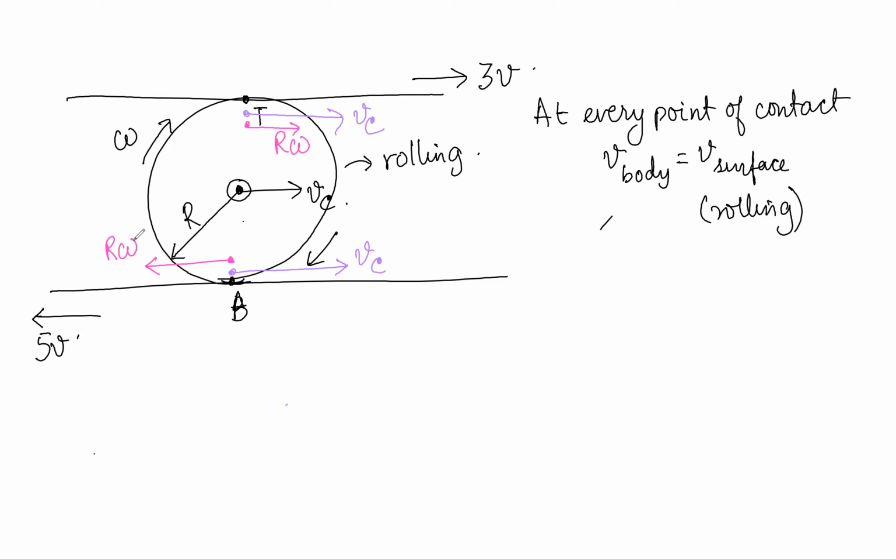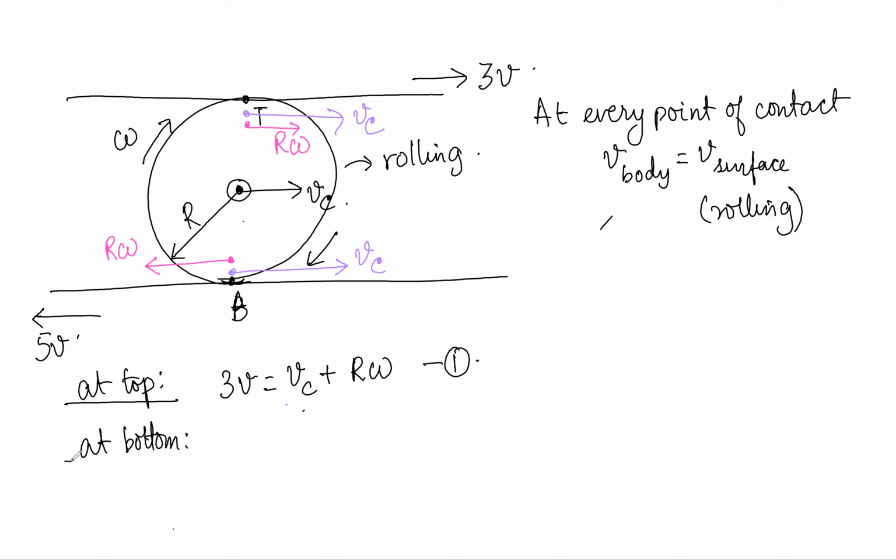Now at the top as well as at the bottom, the velocity of the object should be equal to the velocity of the surface. So what is the velocity of the surface at the top? At top, what is the velocity of the surface? 3v. What is the velocity of the body? Velocity of the center plus velocity of rotation. First equation. At the bottom point.